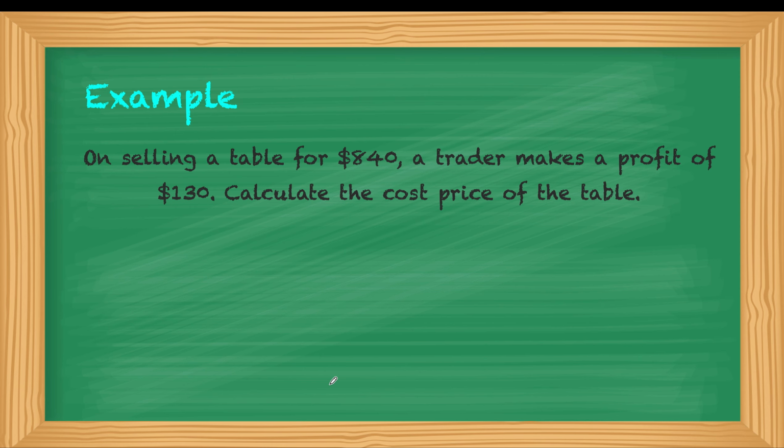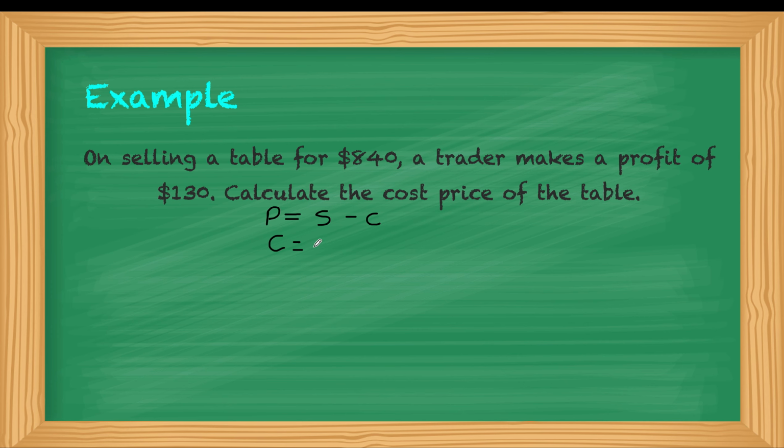Now let's look at the second example. It says here, on selling a table for $840, a trader makes a profit of $130. Calculate the cost price of the table. So now here we need to know C. I'm going to put C, which is the cost price. And if you remember, to find P, which is the profit, right? We would have S for selling price minus the cost price. But because we were already given the selling price and the profit, we now need to find the cost. So we would use the same formula, but we would transpose to make C the subject of the formula for us to find the unknown, what we need to know.